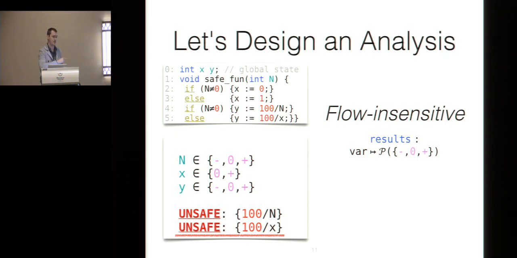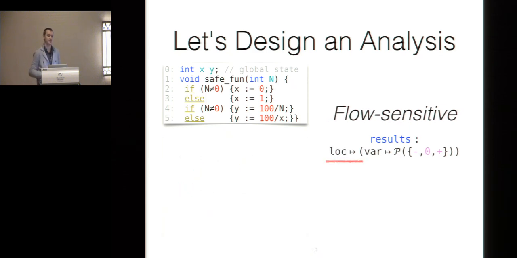Now, this isn't a bad analysis. It's actually a very fast analysis, but it's imprecise. And there's a trade-off here. But if we want more precision, if we want to verify more of these division properties, we can increase the precision by moving to a flow-sensitive analysis.